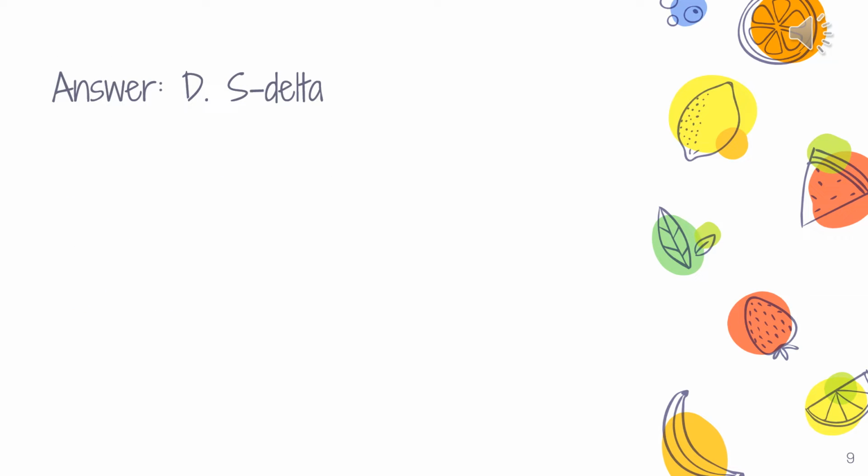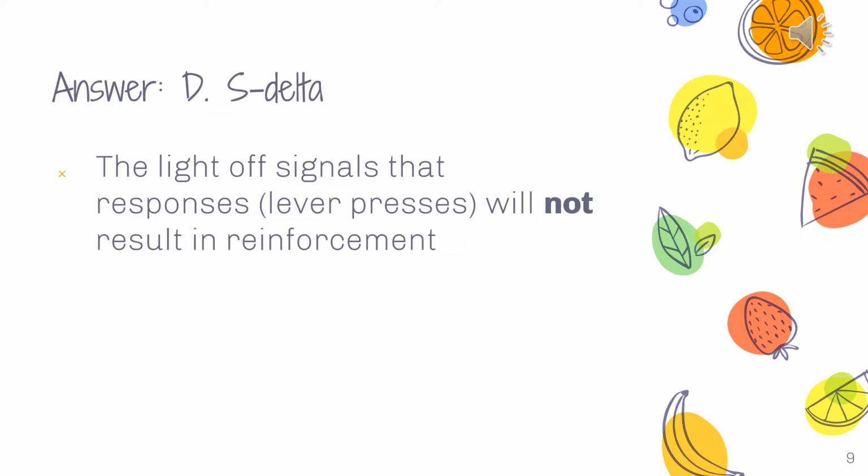The answer to the previous question was D, S delta. The light off signals that responses, lever presses, will not result in reinforcement. This is also called extinction. Extinction is defined by Malott and Shane as stopping the reinforcement or escape contingency for a previously reinforced response causes the response frequency to decrease. On your homework sheet, fill in the answer D, S delta. I'll give you some time to get that answer filled in.